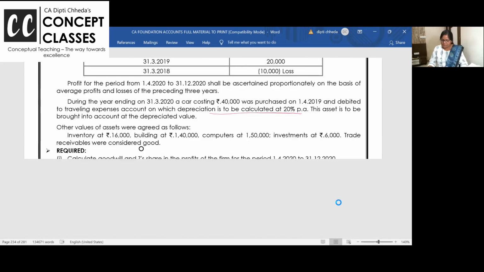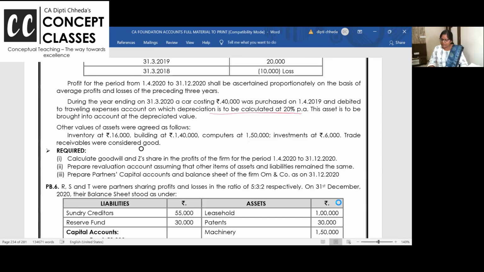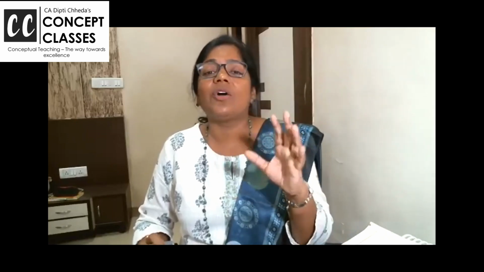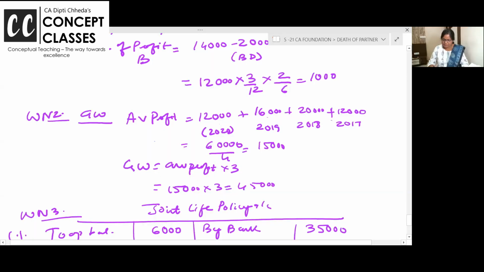Other values of inventory, building, computer, investments were considered. Calculate the goodwill and Z's share in the profit. Prepare revaluation account and other items of assets and liabilities. Prepare partners' capital account and balance sheet. So last class we prepared all this, where the deceased partner's account is the executor's account, and the last problem was very nice where both current and capital accounts you have to prepare. Chalo, let us take this up in your notebooks.